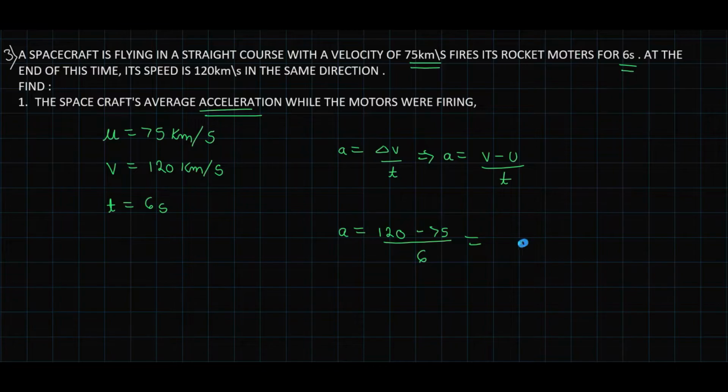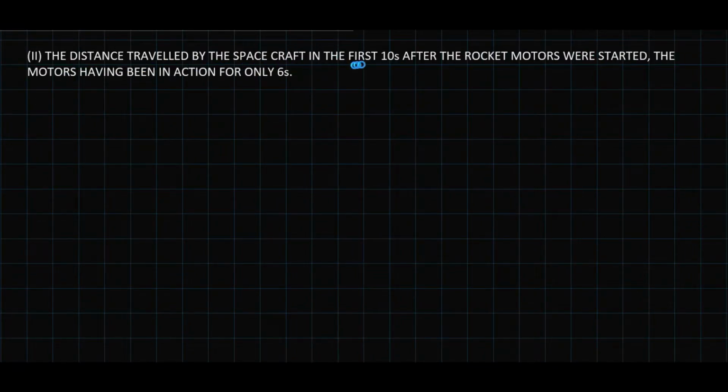From here, 120 minus 75 gives us 45, divided by 6. If we solve this, we get 7.5 kilometers per second squared. And that's the acceleration. Let's move on to the next part of this question: the distance traveled by the spacecraft in the first 10 seconds after the rocket motors were started. The motors have been in action only for 6 seconds. So we have to find the total distance traveled by the spacecraft in the first 10 seconds.